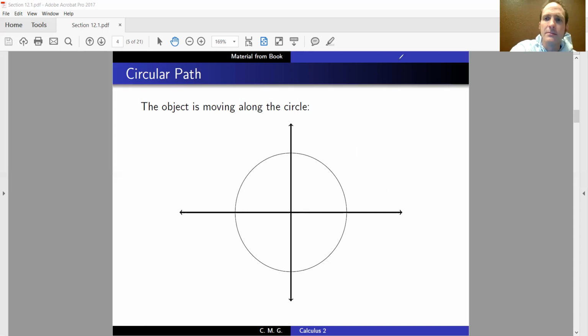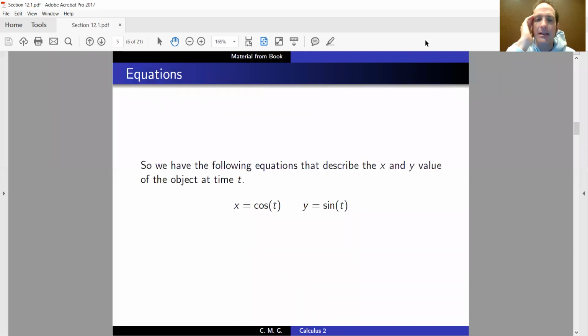What we're going to do is talk about it as 2 functions. There's an X function and there's a Y function. Both of those functions depend on time, the T. The X position is going to be given by cosine of T. The Y position is going to be given by sine of T. So this is giving me an X and a Y at time T after T hours have elapsed.